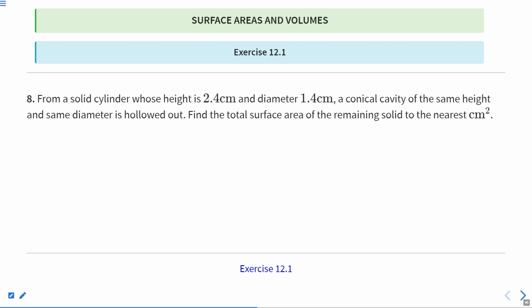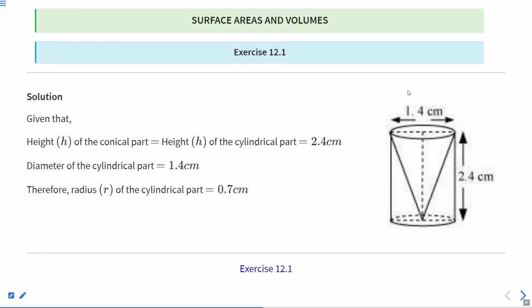So now let us move to question number 8. In this question, from a solid cylinder whose height is 2.4 centimeter and diameter 1.4 centimeter respectively, a conical cavity of the same height and same diameter is hollowed out, and now find the total surface area of the remaining solid to the nearest centimeter square. Okay, so let us find. If you draw the diagram, then you will get this figure.